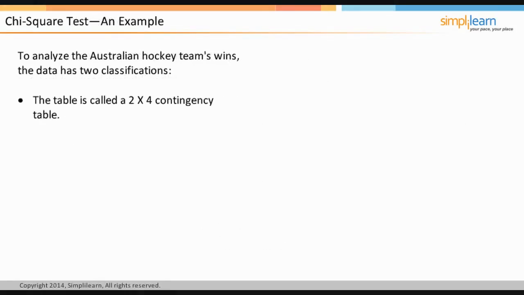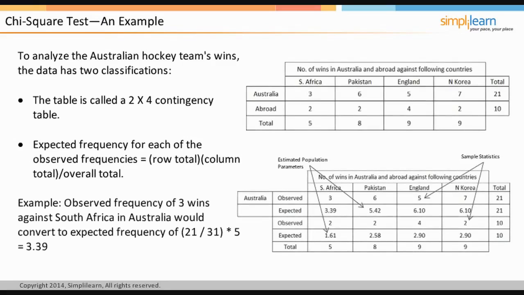Suppose the Australian hockey team wishes to analyze its wins at home and abroad against 4 different countries. The data has 2 classifications, and the table is also known as a 2x4 contingency table with 2 rows and 4 columns. The expected frequencies can be calculated assuming there is a relationship. Thus, expected frequency for each of the observed frequency is equal to the product of row total and column total divided by overall total. One has to find out how to calculate the expected frequency.